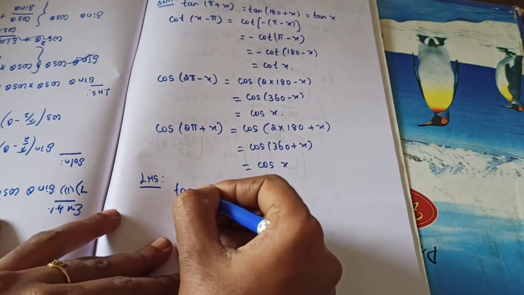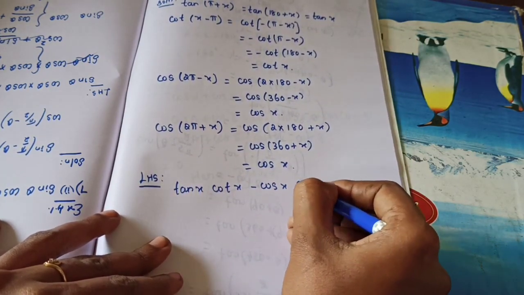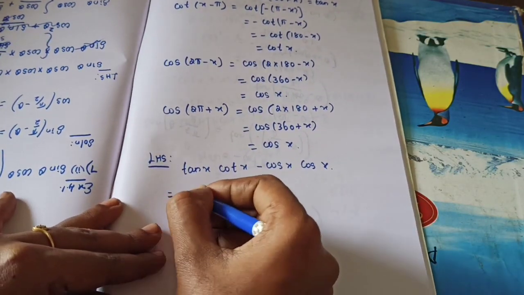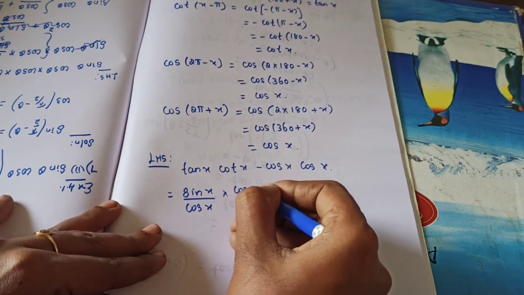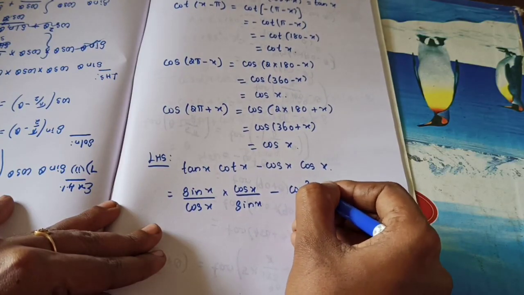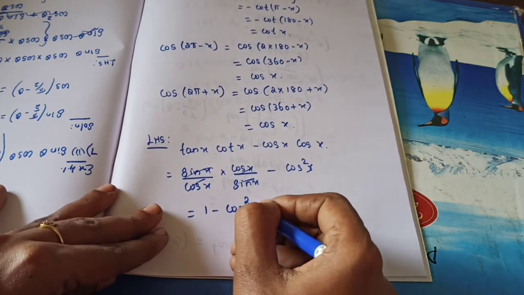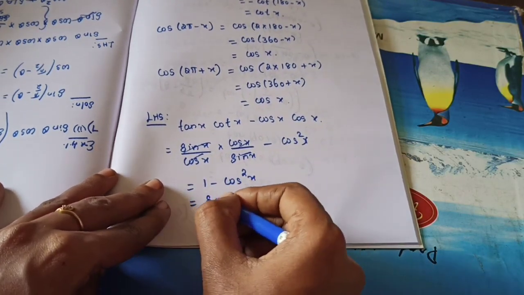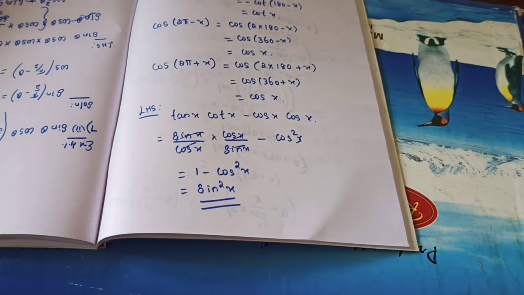First value is tan x, cot x, minus cos x, cos x. So tan, how will you write? Sin x by cos x. This and all you have learned last year. Cot, how will you write? Cos x by sin x, minus cos square x. Correct? So sin and cos cancel. That's equal to 1 minus cos square x. What's the value for 1 minus cos square x? Sin square x. That's the answer. Understand?